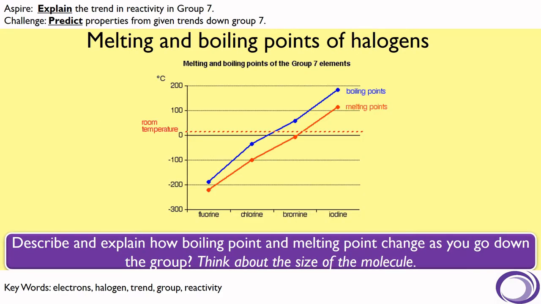Now, on the screen, I am showing you a graph that shows the melting and boiling points of the halogens, the group 7 elements, as you go from fluorine at the top of the group to iodine at the bottom of the group. What I would like you to do is use this and your own knowledge to describe and explain how boiling point and melting point change as you go down the group. And as a little hint, I've just reminded you to think about the size of the molecule.